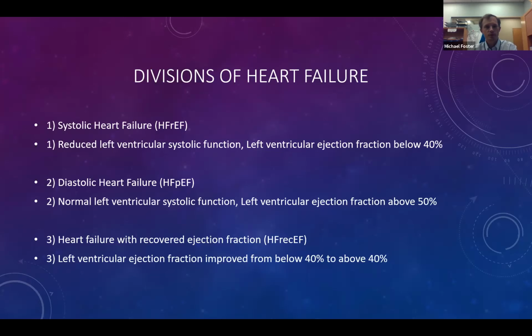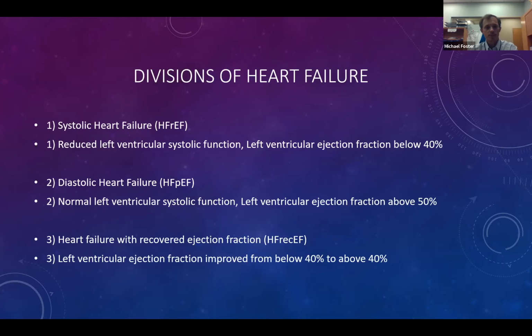So systolic heart failure would be very clearly defined as a reduced left ventricular function or left ventricular ejection fraction, which we refer to as the squeeze of the heart, below 40%. Normal for a female would be 52% or above, and for a man would be 53% or above.